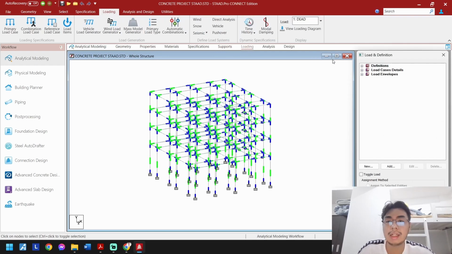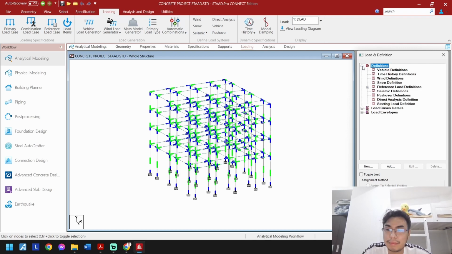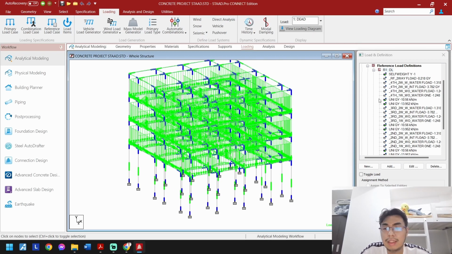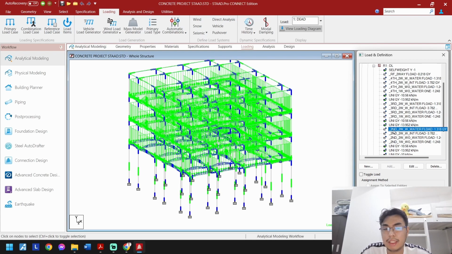Okay. Now let's go to the loadings. First, here are the dead loads. The dead load consists of the superimposed slab dead load and live load. Then here are the interior walls and the exterior walls. Here now for the third floor, just the same. And then next we move on to the second floor.